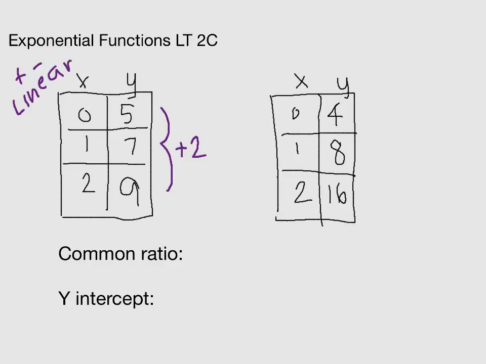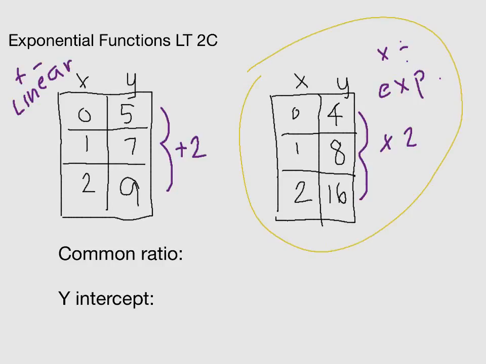Now let's look on the other side. I go from 4 to 8, 8 to 16. I times by 2. Whenever I times or divide by the same number, it is exponential. So my exponential function is this second table.